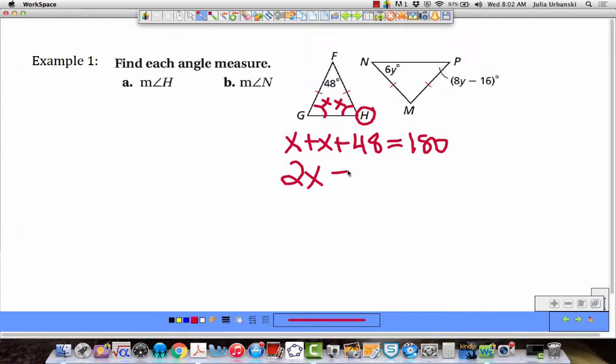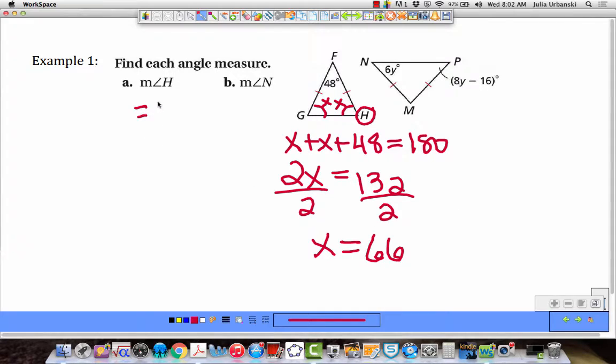See, here's our numbers. 10 minus 8 is 2. Borrow, you get 7. Is that 132? Please correct me if I'm wrong. You guys have your calculators. And then divide by 2. That is going to end in a 6. Is it 66? Okay, but please, please check me with your calculators. So measure of angle H equals 66 degrees, because all we did was go here and plug in 66.